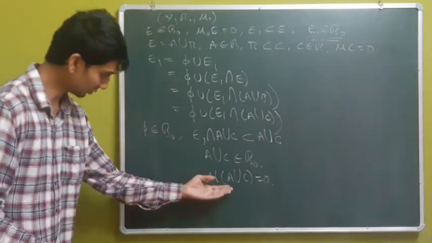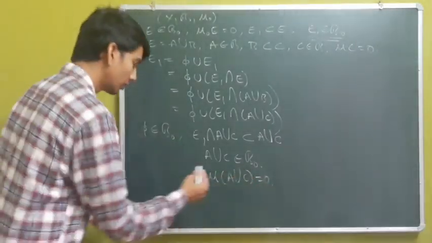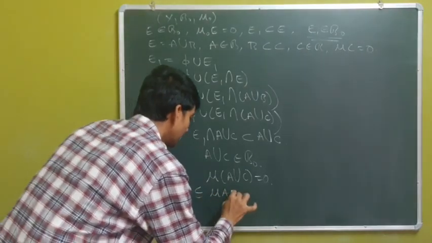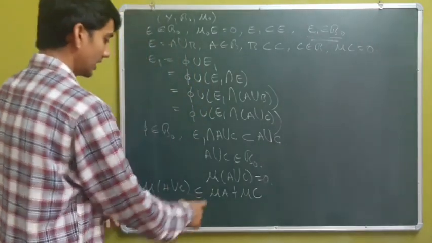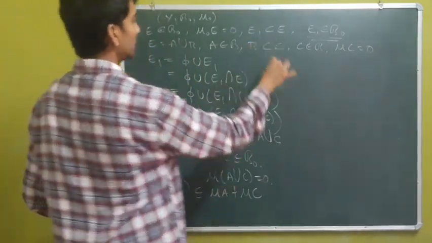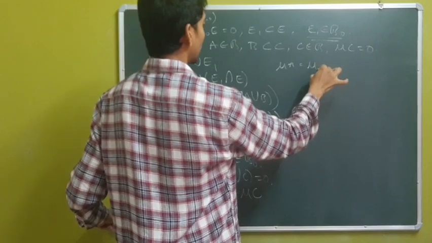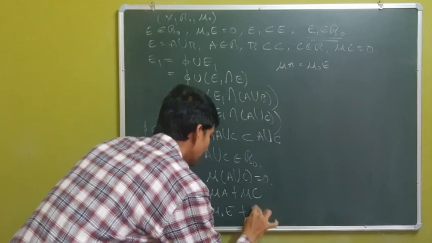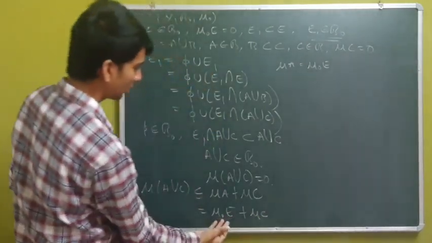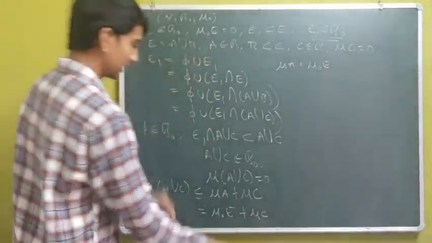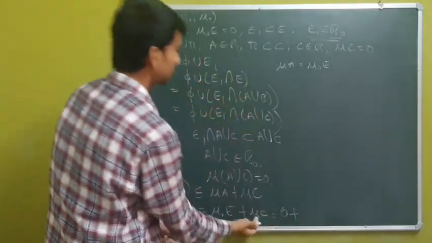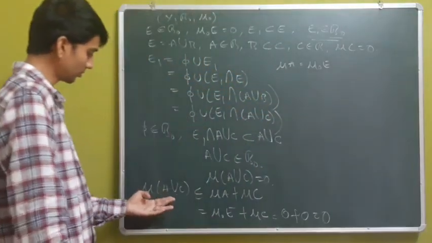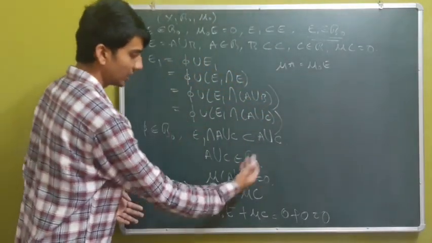All these things are clear, except to see again measure of A union C is 0, because measure of A union C is less than or equal to measure of A plus measure of C, and by the definition we have defined measure of A to be mu naught of E. So this is equal to mu naught of E plus measure of C, and mu naught of E is 0. And again measure of C is 0, so we have this to be 0. So I have measure of A union C to be 0.